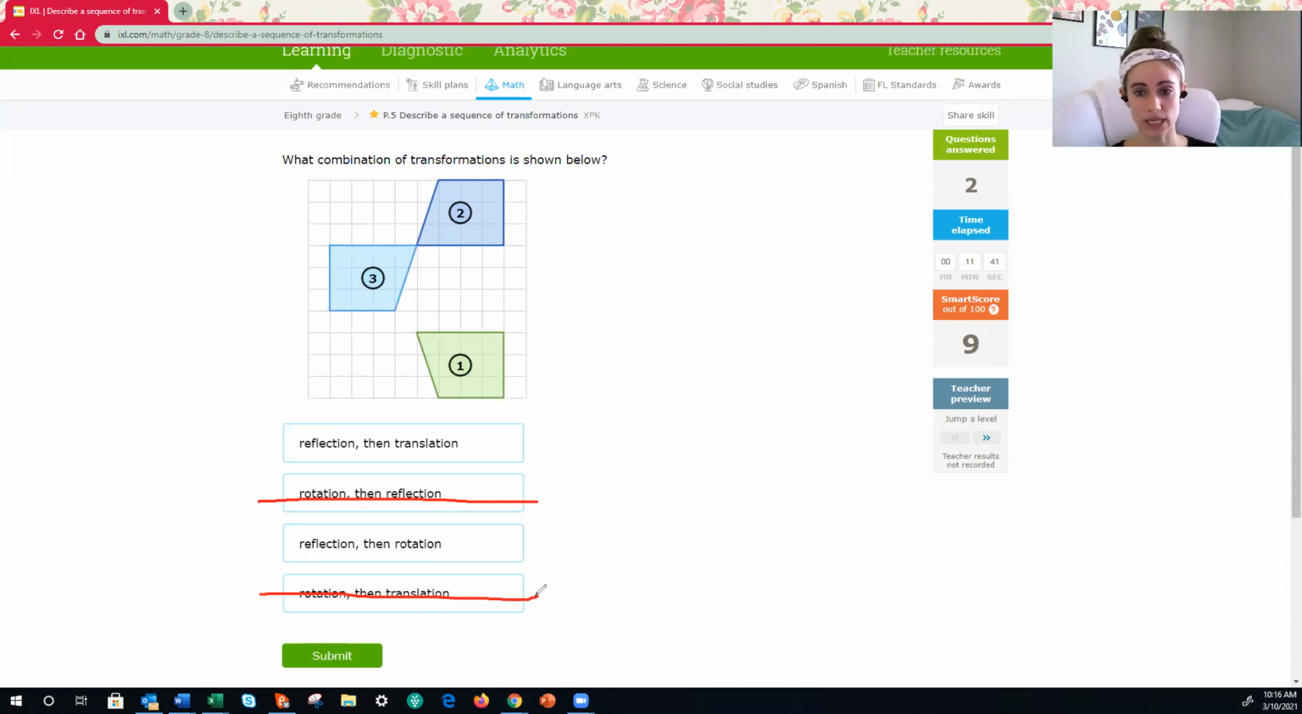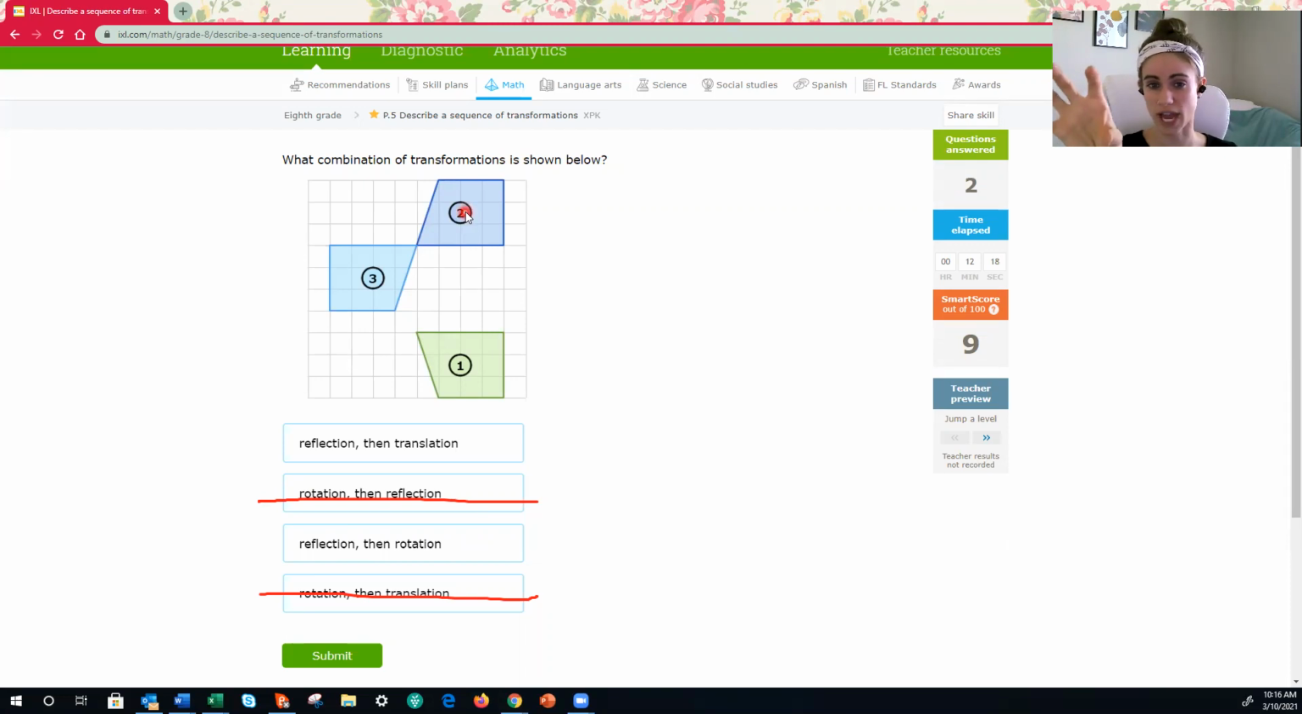All right, now we need to see how the shape has been transformed between 2 and 3, so dark blue to light blue. Did it just slide somewhere? No. Now did it reflect or did it rotate? This one right here is sometimes a little bit tricky because when you make a 180-degree rotation, it can be easy to confuse that with a reflection.